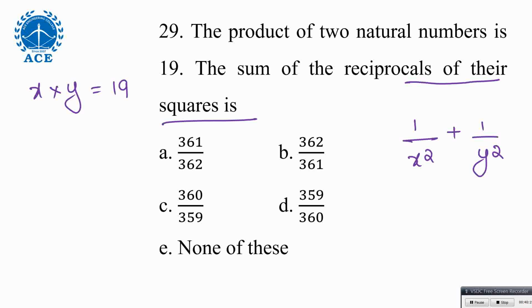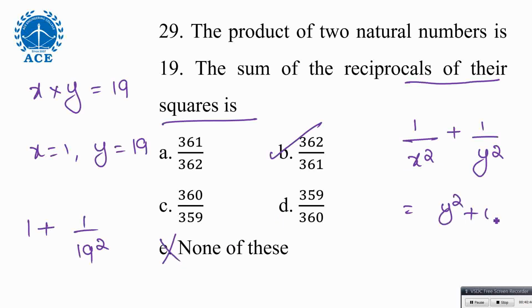See, two natural numbers, product 19. Requirement is one should be 1, the other should be 19. If x is 19, y is 1. Vice versa, you can take. So definitely they're asking 1 plus 1 upon 19 square, or 1 upon 19 square plus 1. So definitely the numerator is 1 extra, the denominator 3 extra. At least we understand that. If we don't have that idea also, the denominator is xy whole square. You know x into y whole square means 361, available in only one option.